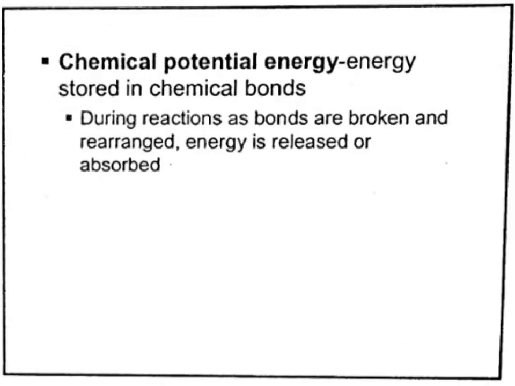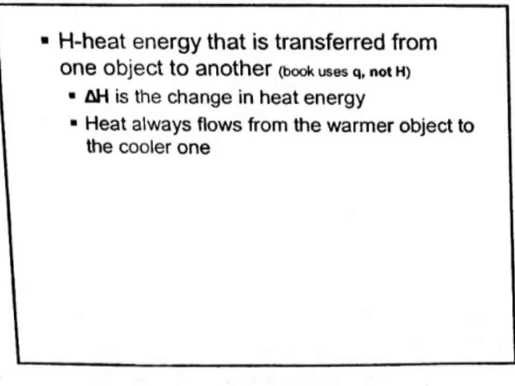And so basically what happens in a chemical reaction is that the bonds are broken, and then new bonds are being formed, and while that is happening, we might have some energy that is left over, or we might need to actually absorb a certain amount of energy to break those bonds. And now we're going to talk about heat.